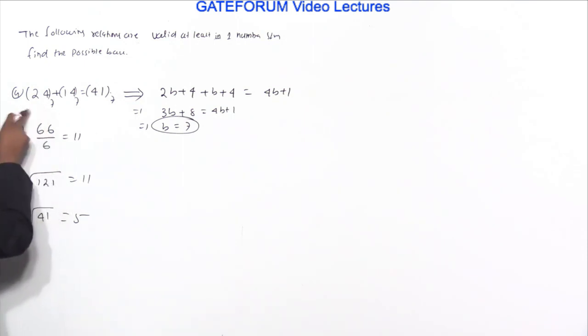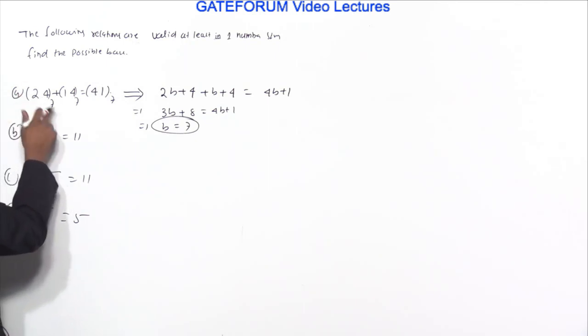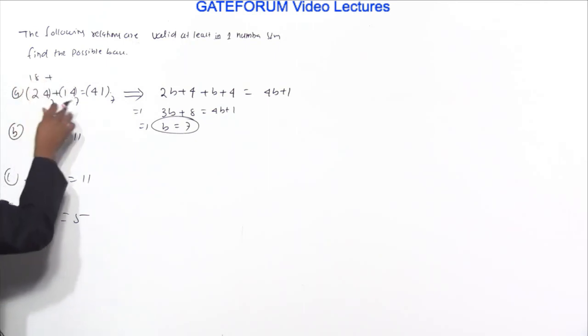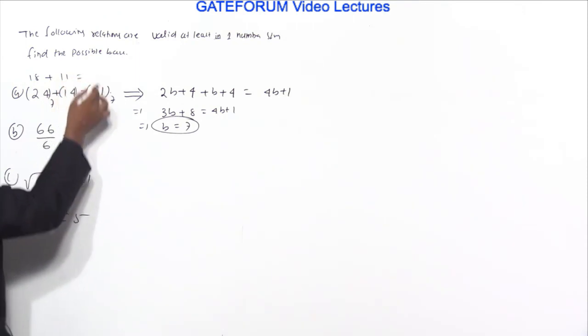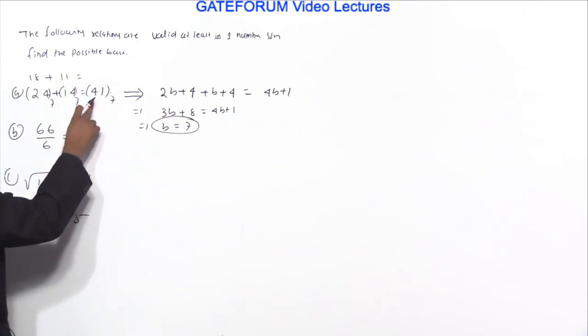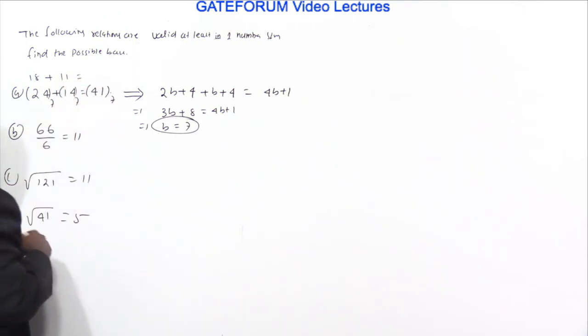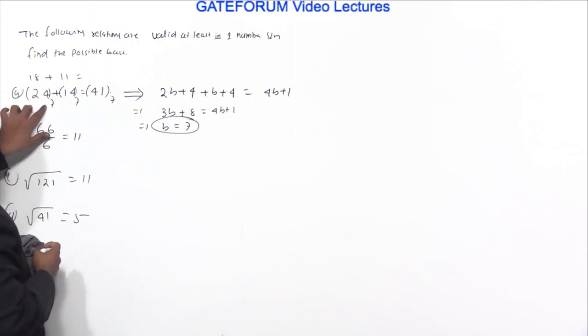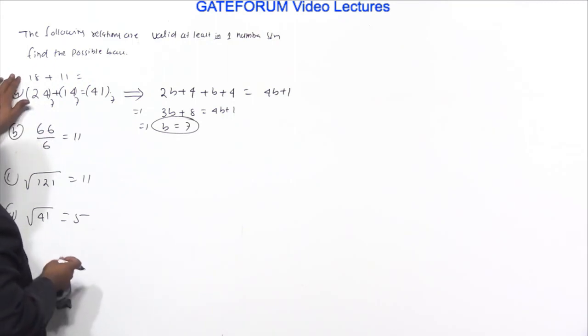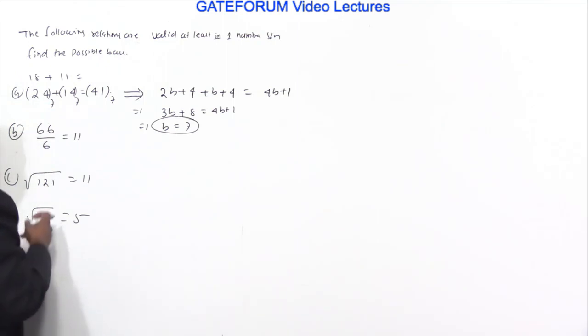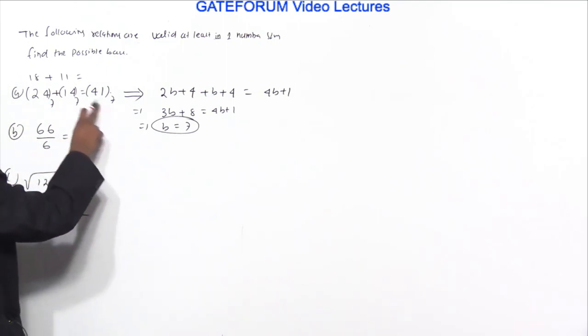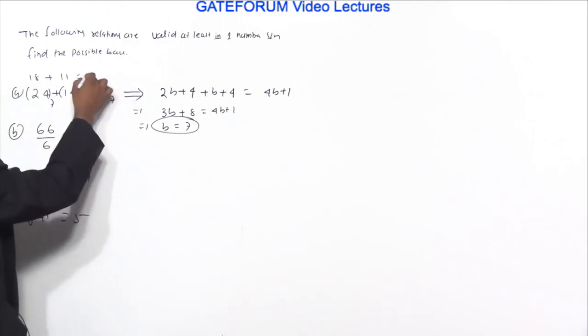If I ask you what is the base 10 equivalent of this: 7 into power 1 into 2, 14 plus 4 is 18. Plus 7 plus 4 is 11, which is 7 into 4 is 28 plus 1 is 29.